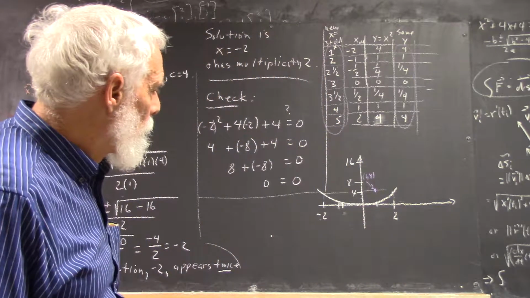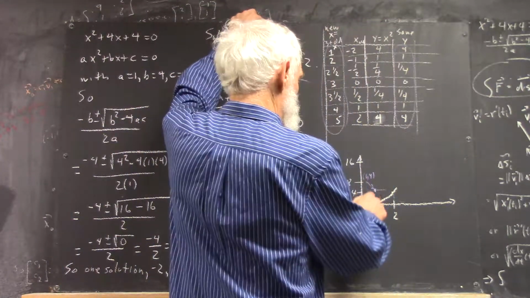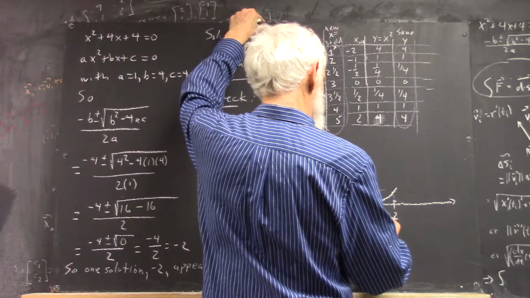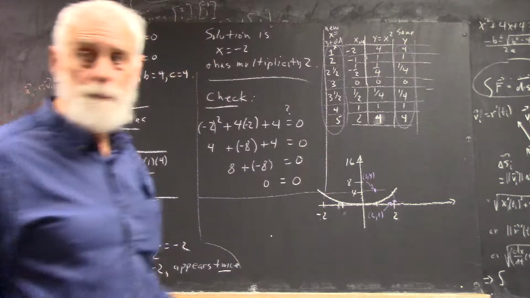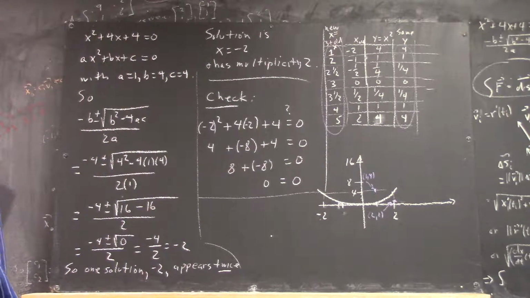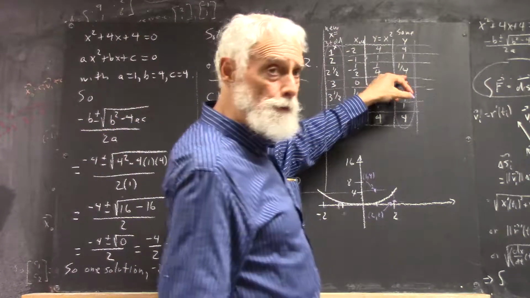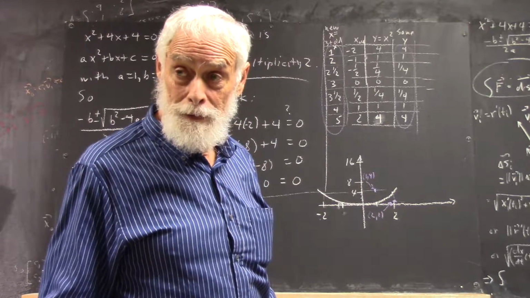One, 4. Okay, then I have 2, 1. Well, that's 4, and 1's going to be down here. So that should be the point 2, 1. Okay? I'm not going to worry about 2.5, 1/4, because 1/4 is so tiny the way I scaled this graph. Okay?